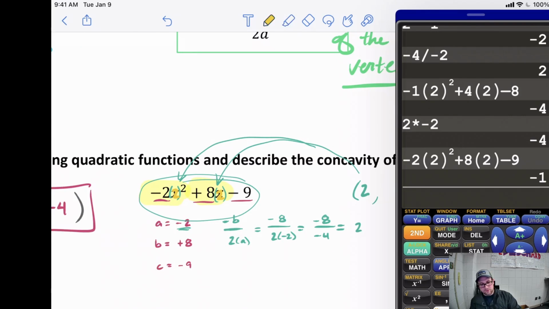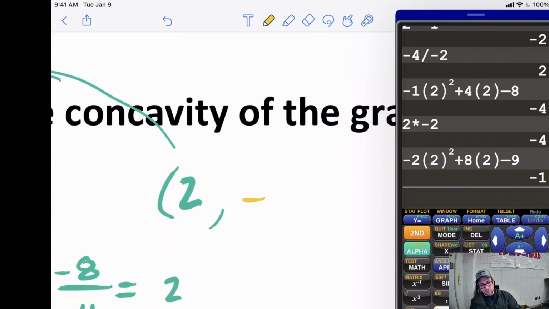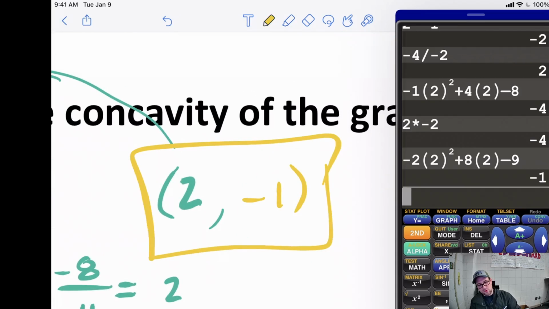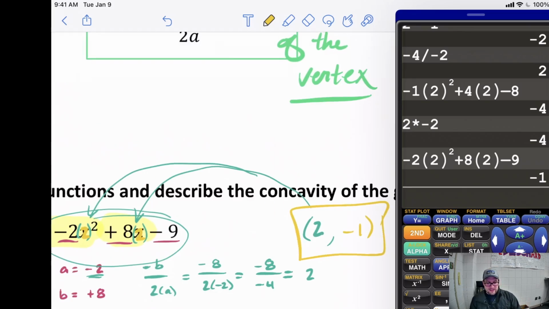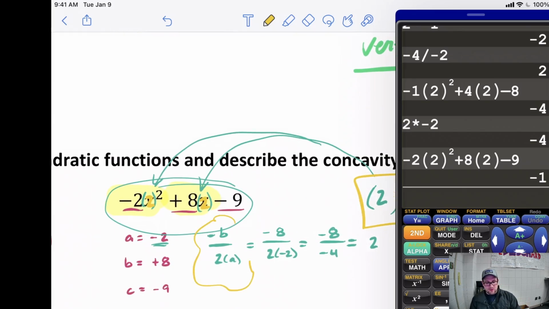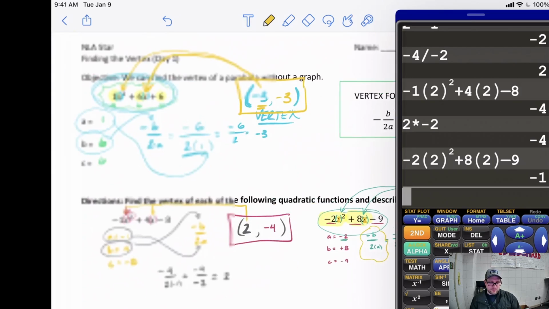So coming on over, since -1 is what we got out, that is the y coordinate. And that right there, 2, -1, is our vertex. See, we don't need a graph to do it, but we definitely do need that formula, -b over 2a, to generate it. Let's do a couple more of these.